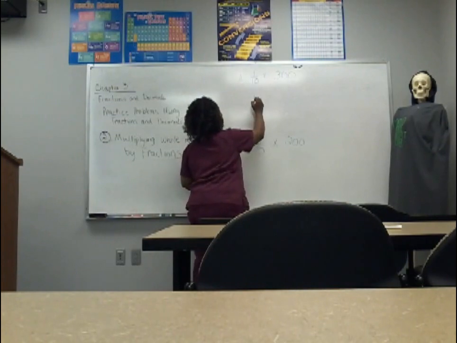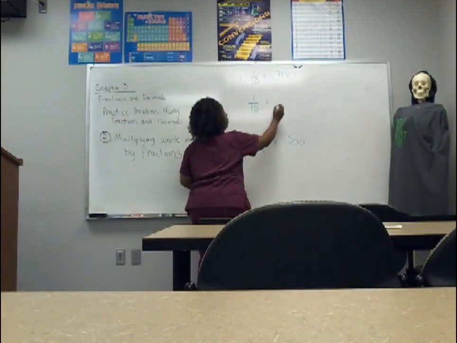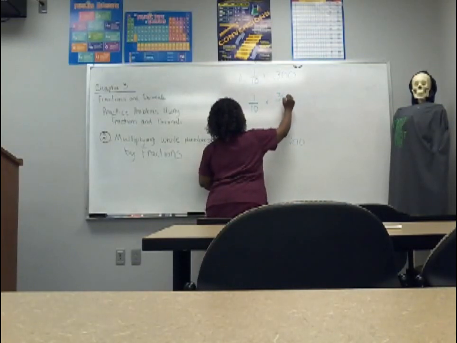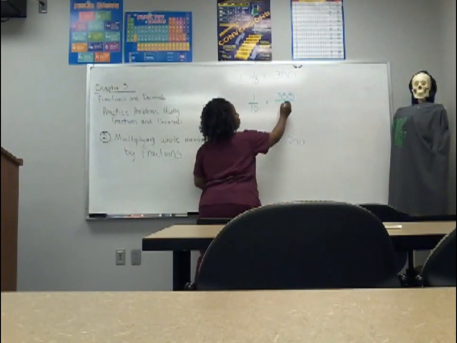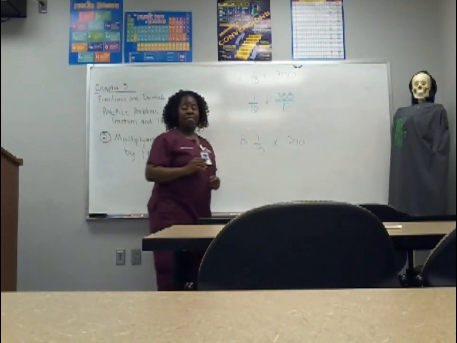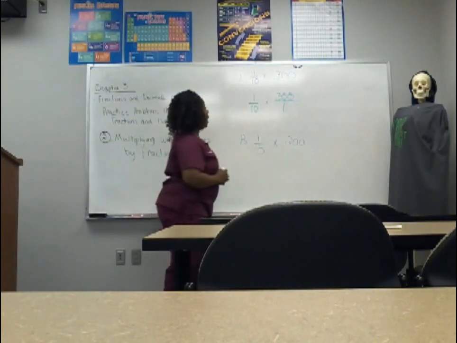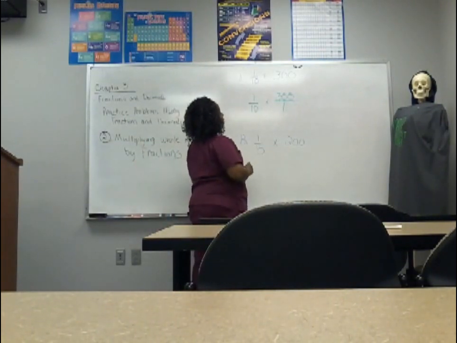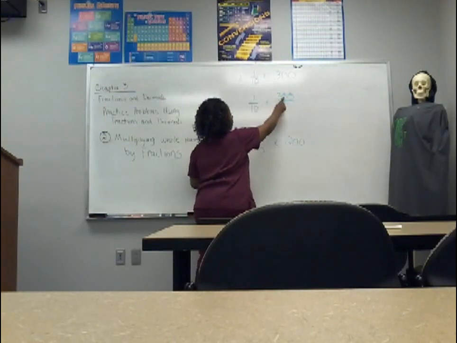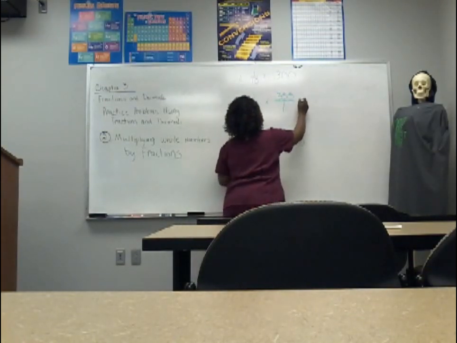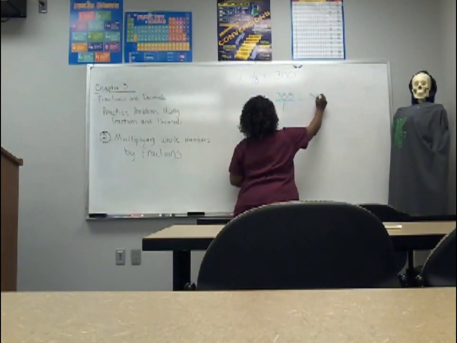So you can do 1/10 times 300, and all whole numbers turn into a fraction with the whole number on top, and then the denominator will be 1, okay? And so we just simply multiply across. 1 times 300 is equal to 300.